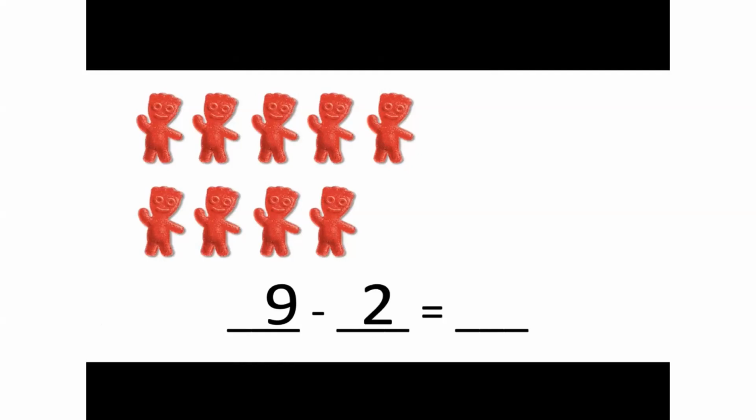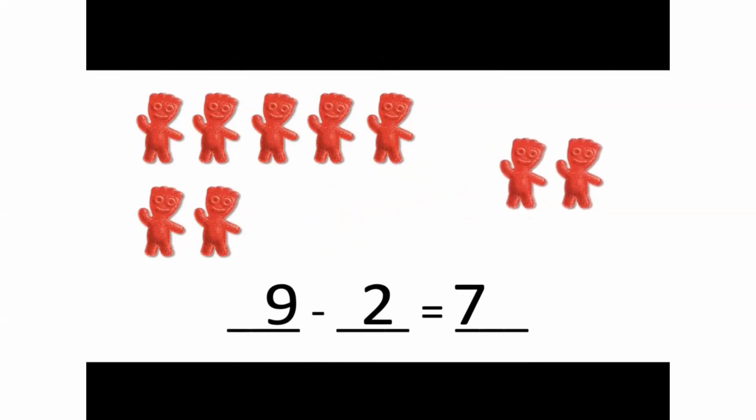All right, friends, if I had 9 and I was going to take 2 away from that group of 9, how many would I have left? Yes, good job. I'd have 7. Write that on your board. Okay, so I want you to go ahead and grab 2 of those Sour Patch Kids and slide them over. Which 2 would you slide over? Yeah, get rid of those.